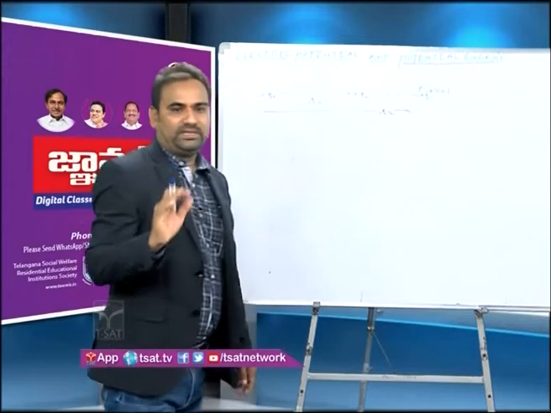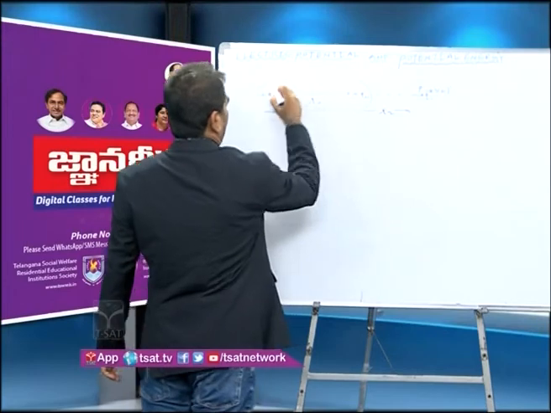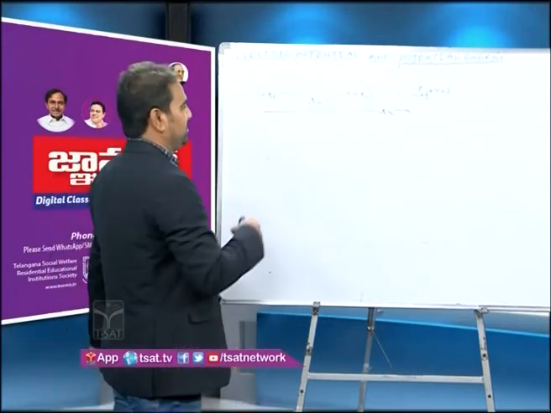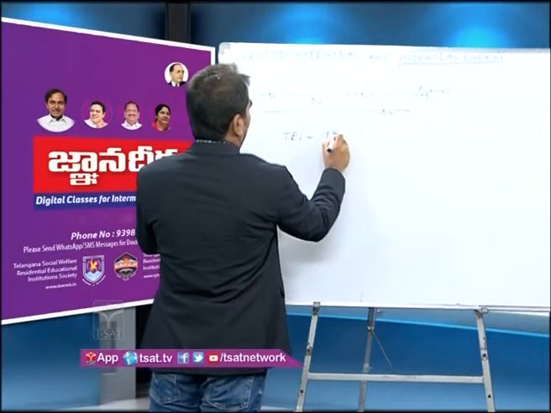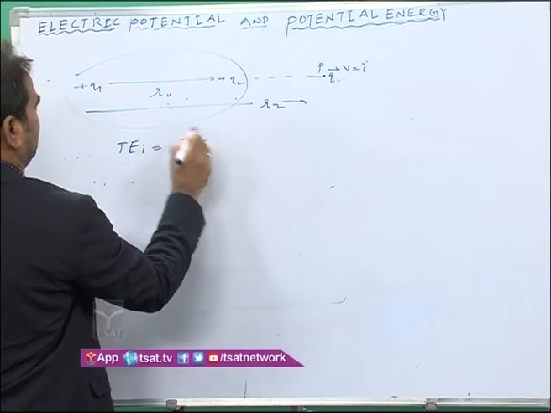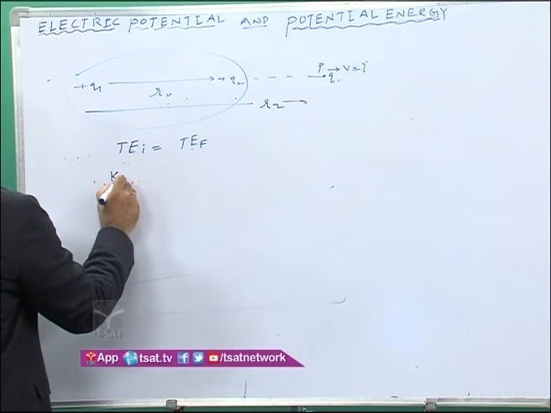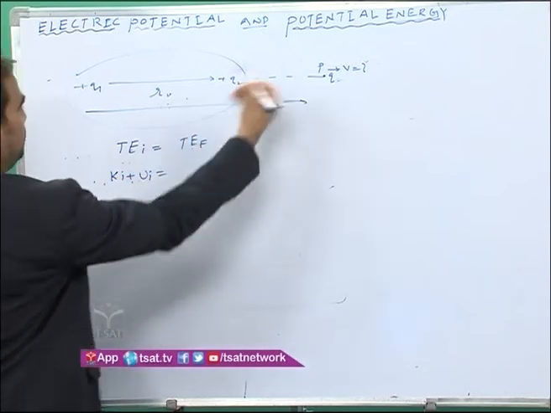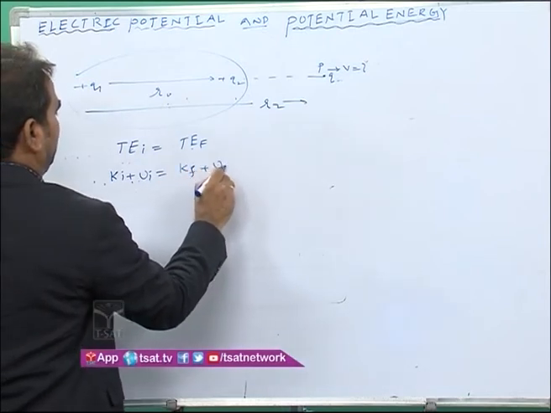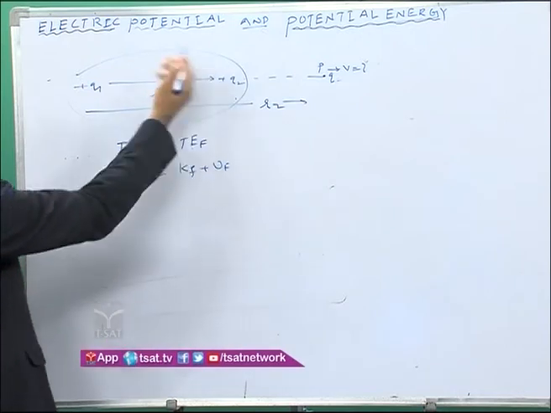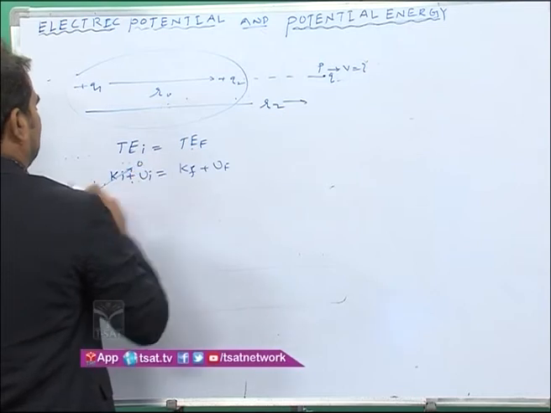We can apply the law of conservation of energy. According to the law of conservation of energy, the total energy of the system at the initial condition is equal to the total energy of the system at the final condition. That is, Ki plus Ui is equal to Kf plus Uf. Initially the system is at rest, therefore its initial kinetic energy is 0.